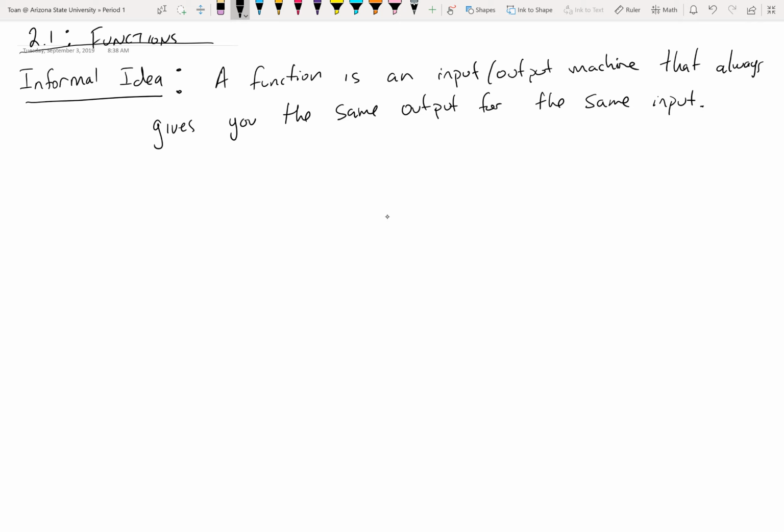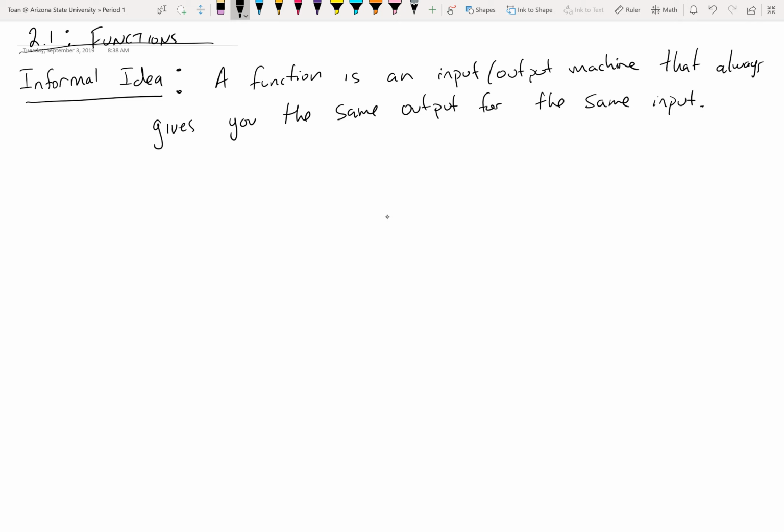If suddenly, one person hits B7 and then Doritos falls out, and then the very next person behind me presses B7 and gets Cheetos out, then something's wrong with that machine. So informally, that's what a function is. It's just a machine that works. Every single input you put into it, I expect to get the same output every single time.